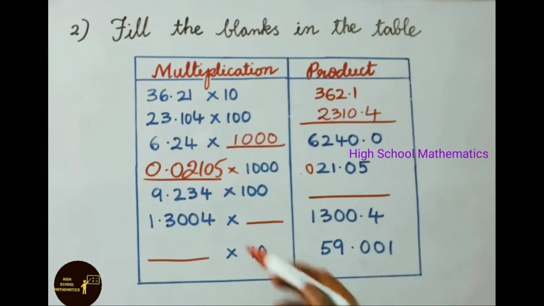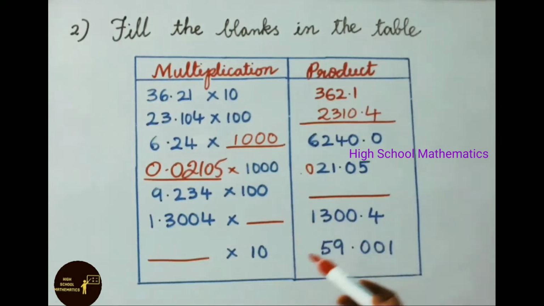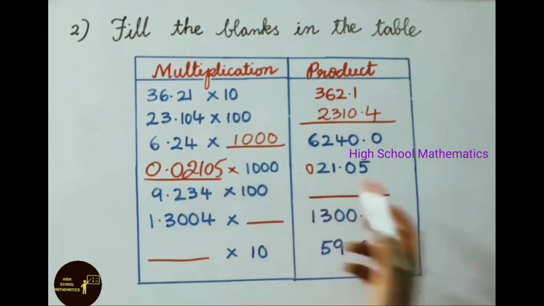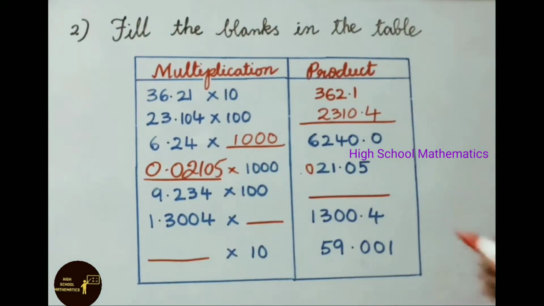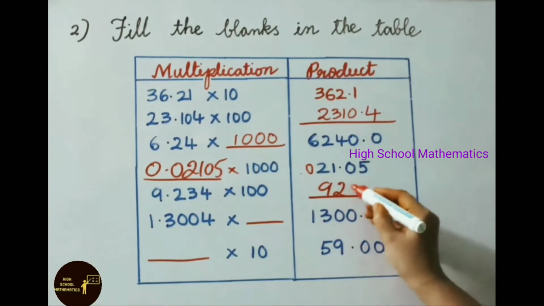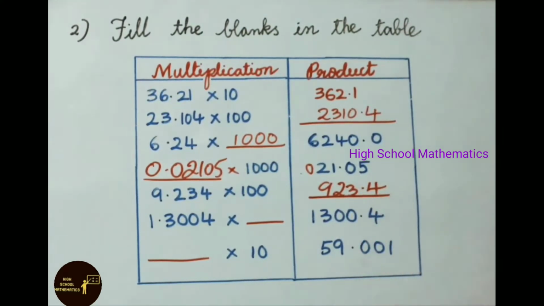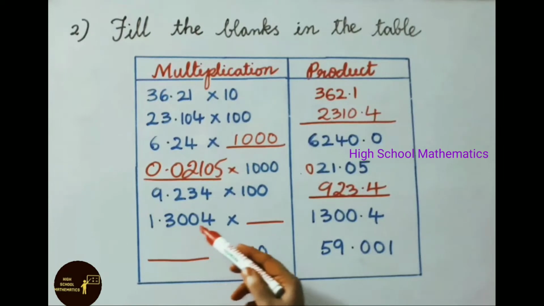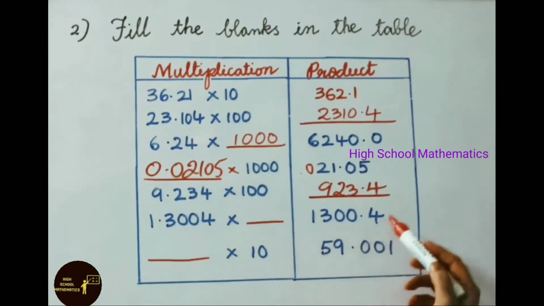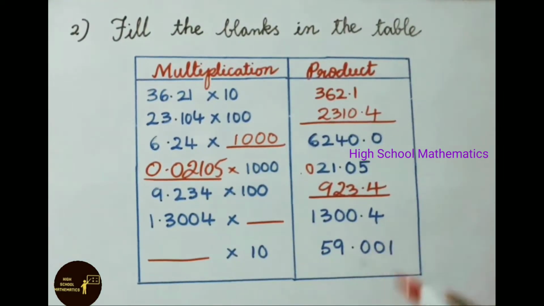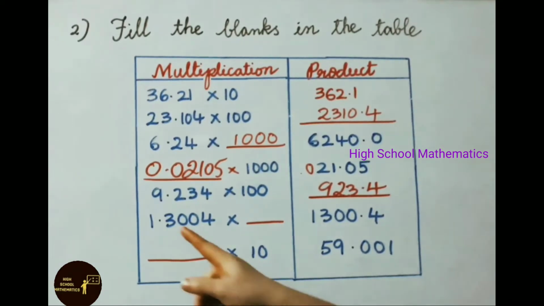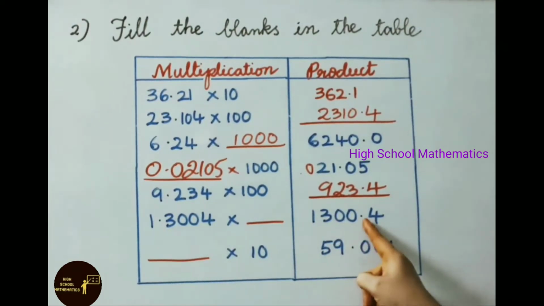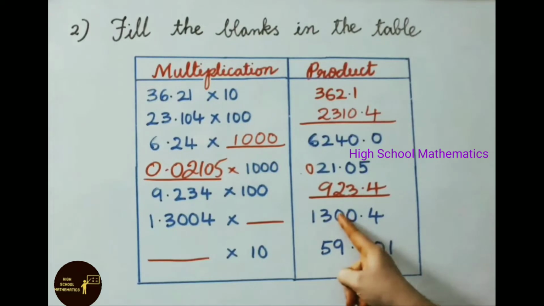See now fifth one, 9.234 multiplied by 100. Any number multiplied by 100, we have to shift this decimal point 2 digits to the right side. So the answer will be 923.4. See now sixth one, 1.3004 into blank. Answer they have given 1300.4. Here the decimal point is 1 after. So how many places do we have to move? See here, 1, 2, 3.